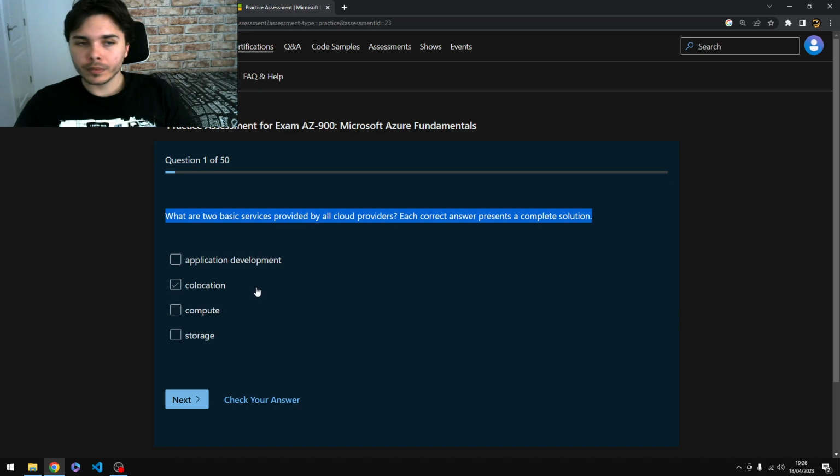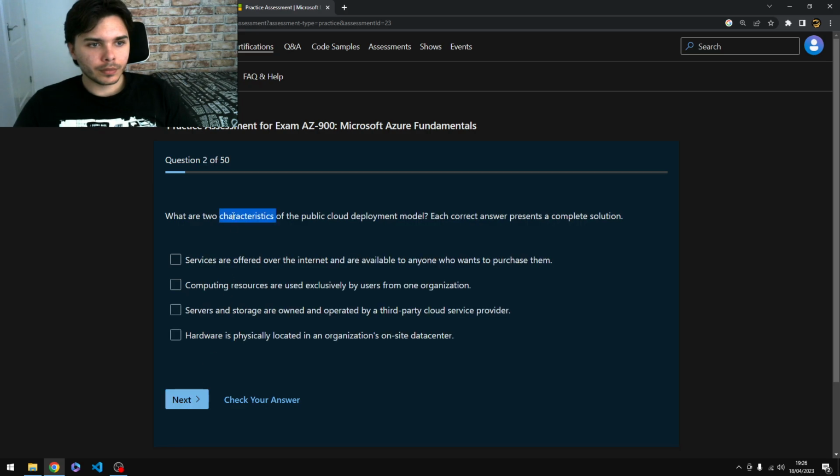What are two basic services provided by all cloud providers? Each correct answer presents a complete solution. What are two characteristics of the public cloud deployment model? Each correct answer presents a complete solution.